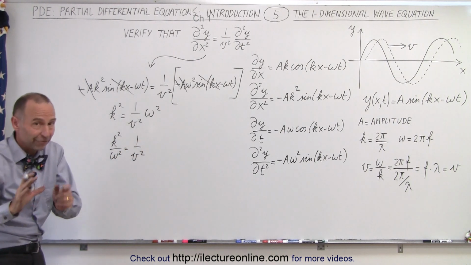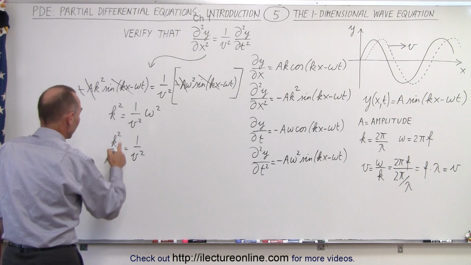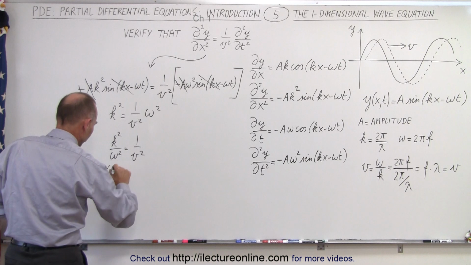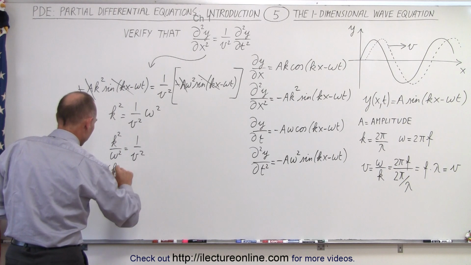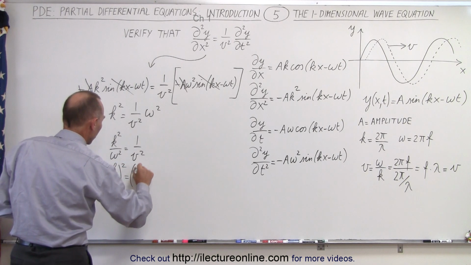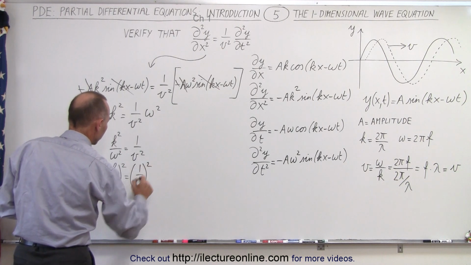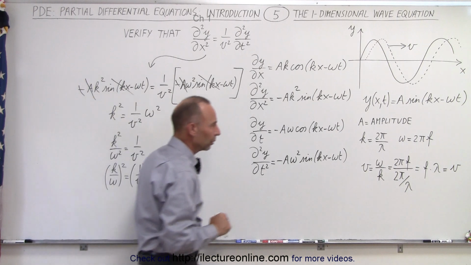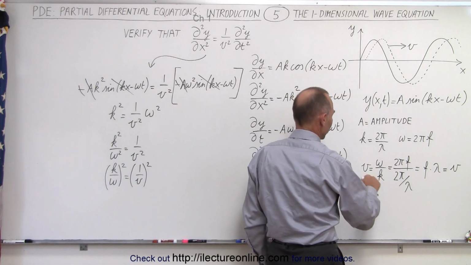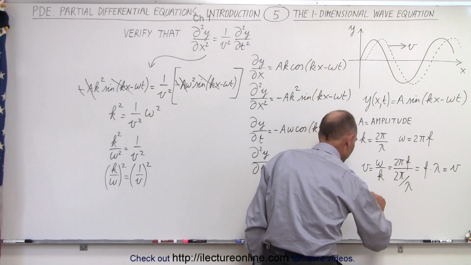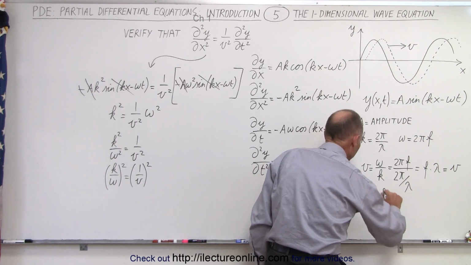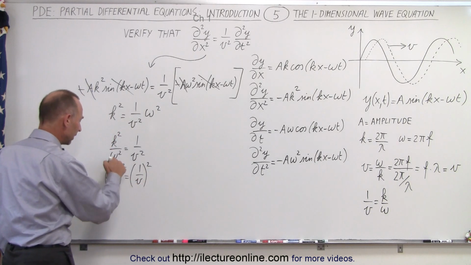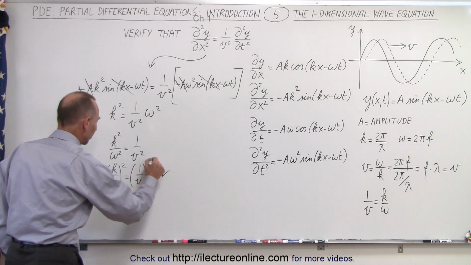Again, we're simply trying to verify that. We'll see if that happens. Take the square root of this, or I can just write it like this: k over omega quantity squared is equal to 1 over v quantity squared. Now the question is, is k over omega equal to 1 over v? Notice that v was omega over k, which means that 1 over v is equal to k over omega. So we know that these are equal to one another.